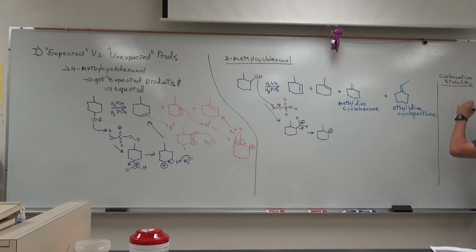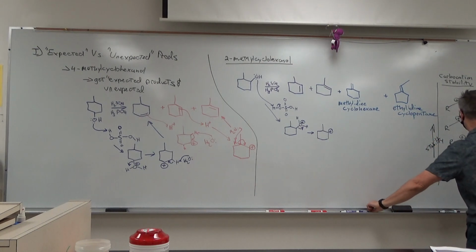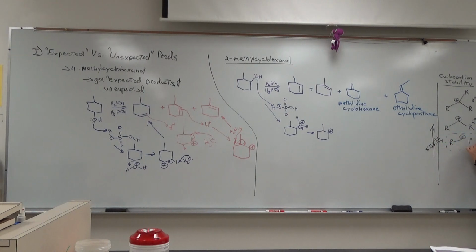So that's primary carbocation. And I'm going to put these in order of increasing stability. Secondary carbocation, tertiary carbocation. Okay. Increasing stability. So much so that we actually say this is, that's a unicorn. That basically doesn't exist. You don't ever get a primary carbocation. Okay?